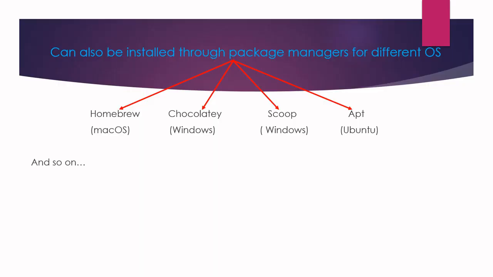Helm can also be installed through package managers for different operating systems. For macOS, you use Homebrew. For Windows, you use Chocolatey or Scoop, and for Ubuntu, you use apt, and so on.